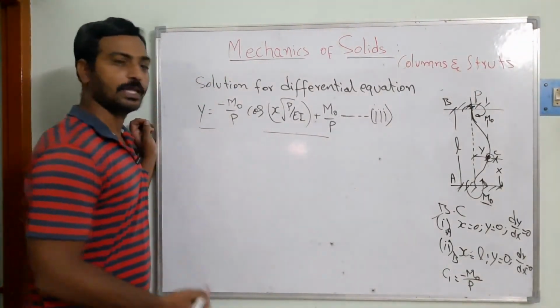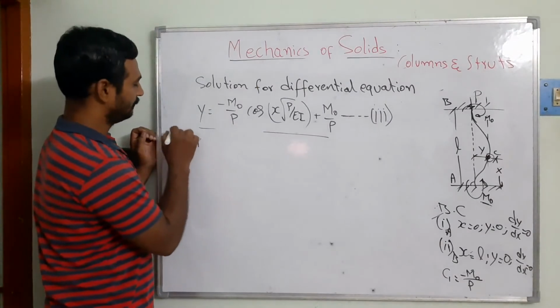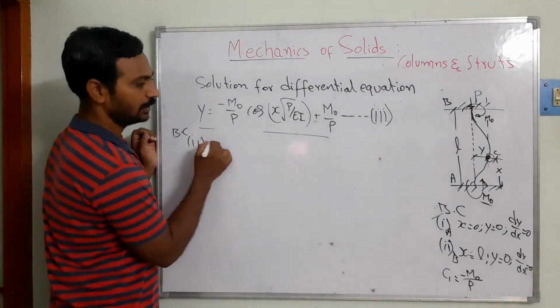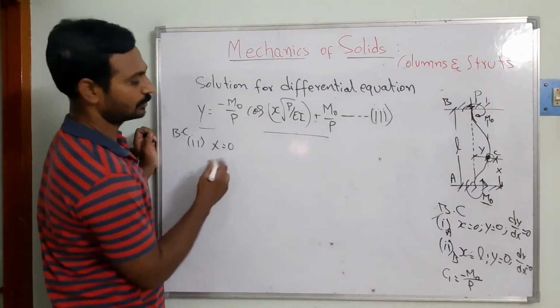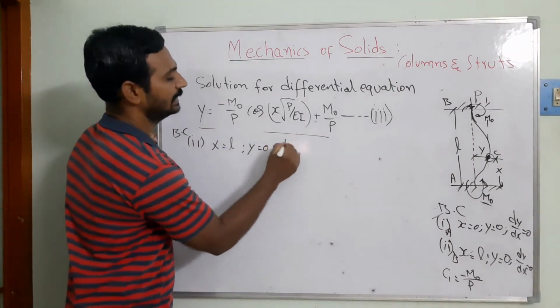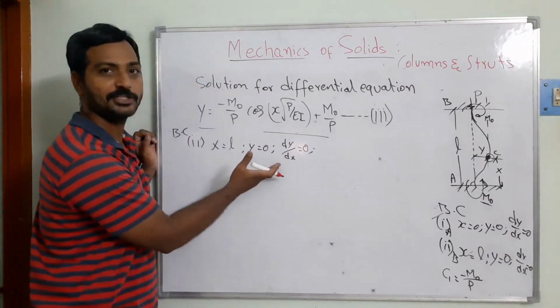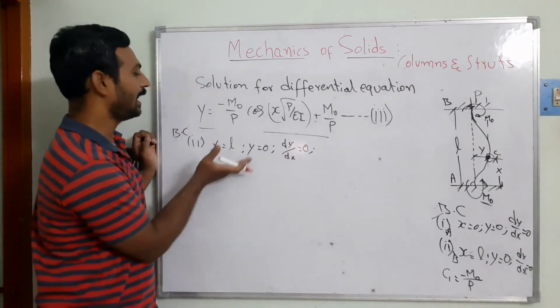I am going to substitute the boundary conditions too. So what is that boundary condition? BC2 is equal to, here x is equal to L, comma y is equal to 0, dy by dx is equal to 0. These are the secondary boundary conditions. Then I am going to substitute here.